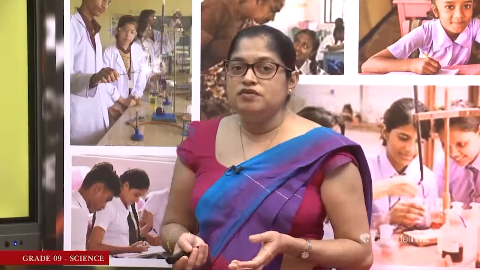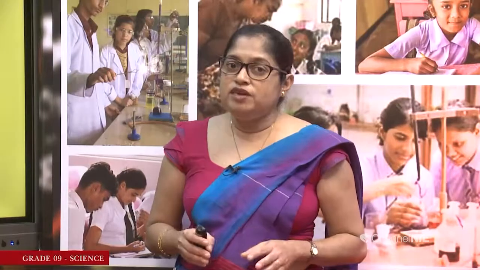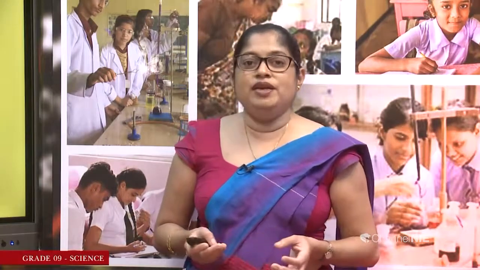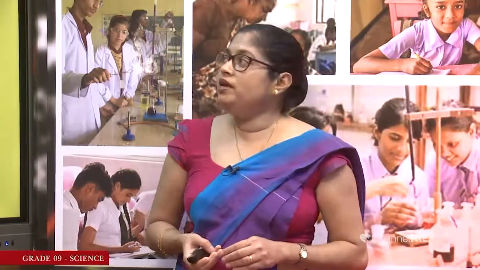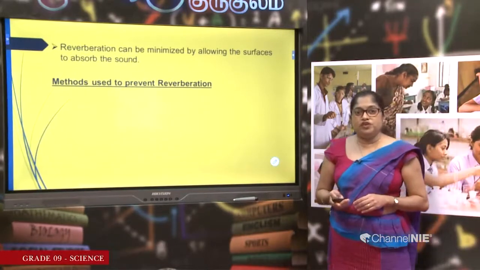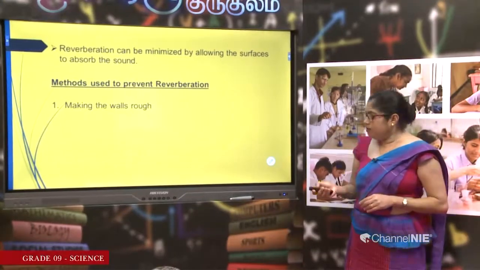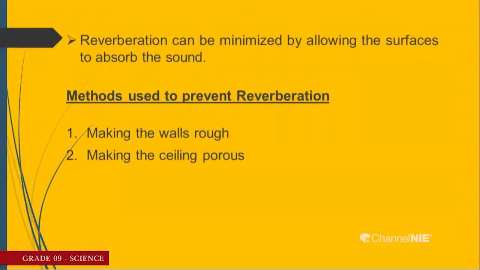To minimize reverberation, you have to stop or reduce reflection of sound. That can be done by absorbing the sound. So, let us see some methods to prevent reverberation. By making the walls rough, making the ceiling porous, and by hanging rough folded curtains, you can allow sound to be absorbed without reflecting, so that you can get a clear sound.